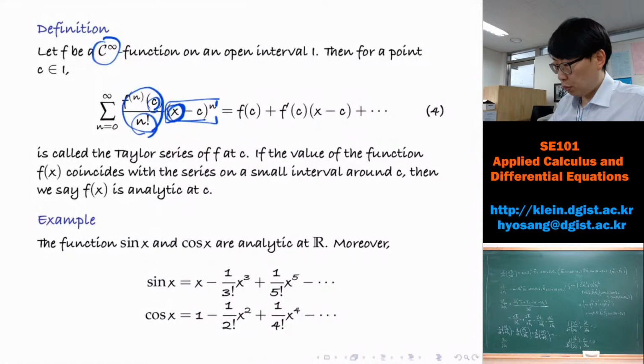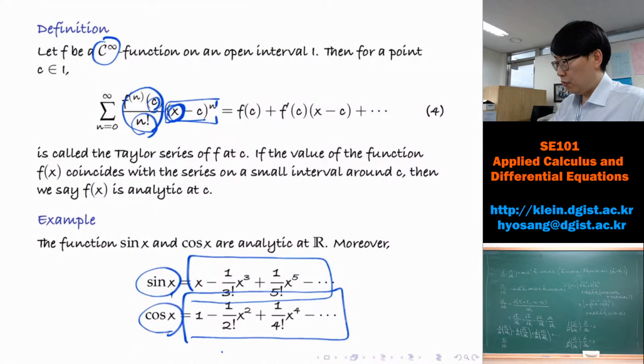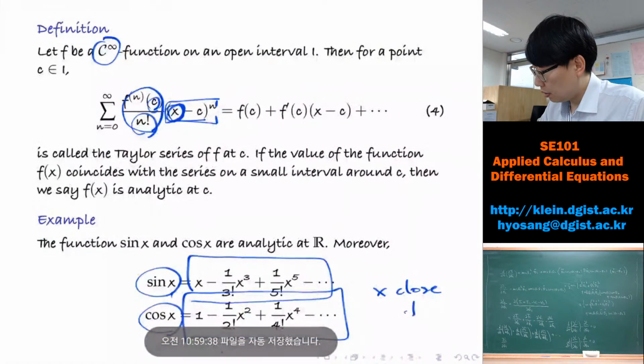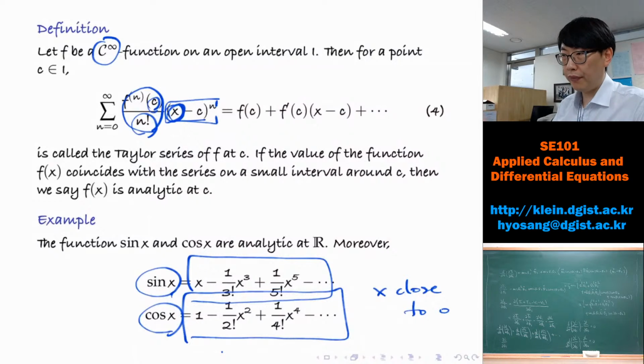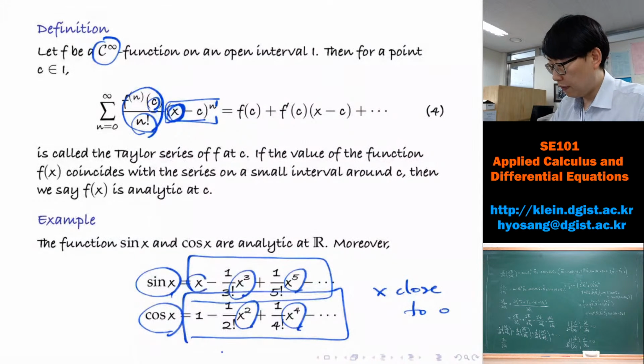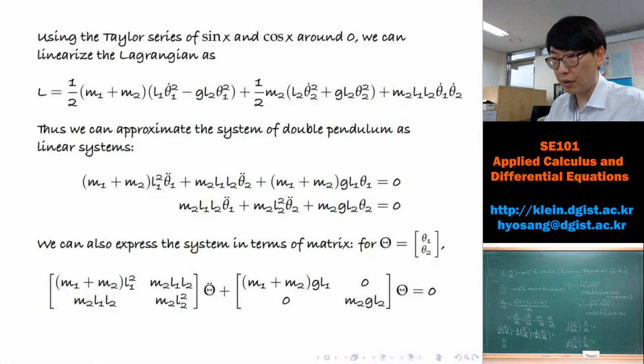When you take the sine function, the Taylor series looks like this, and for cosine, the Taylor series looks like this. And we know that x is close to 0, which means it's a very small value. So x cubed, x to the fifth, x squared, x to the fourth are very small compared to the first terms here. So we can guess that sine x is almost equal to x and cosine x is almost equal to 1, when x is very close to 0.